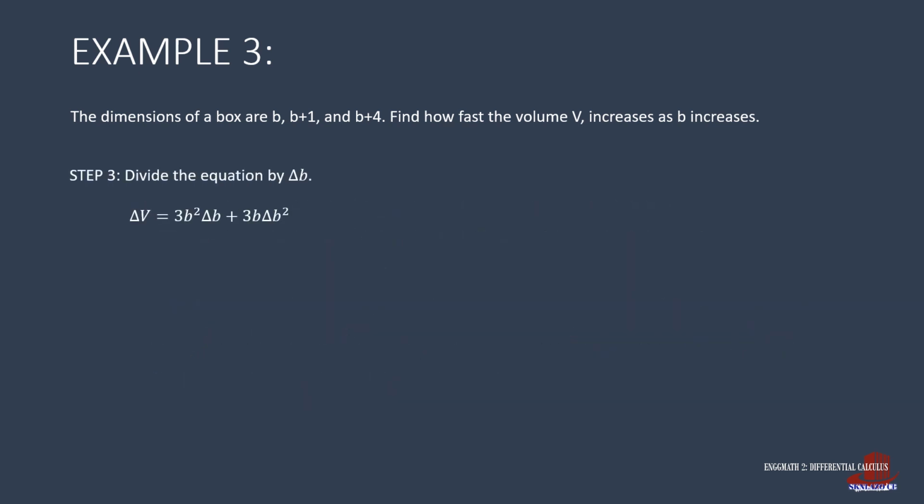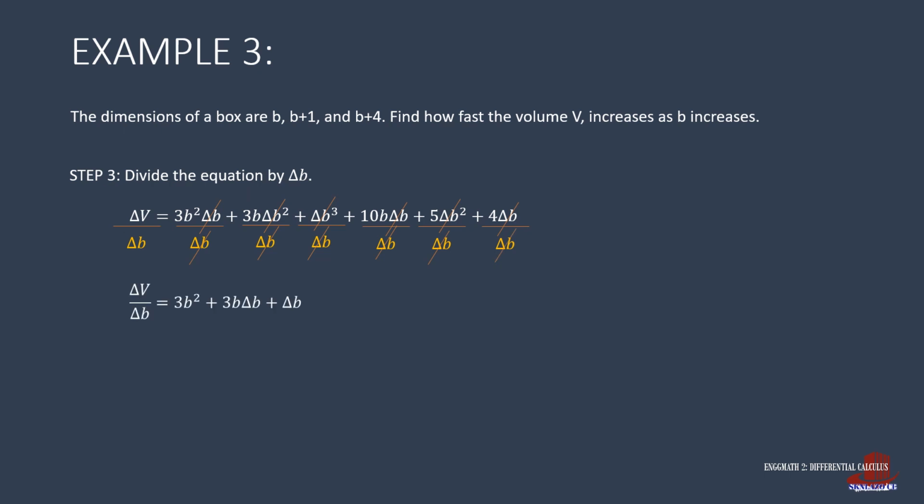The third step is to divide everything by delta B, and this cancels out many parts of the numerator. So the resulting equation is delta V all over delta B is equal to 3b squared plus 3b delta B plus the square of delta B plus 10b plus 5 delta B plus 4.